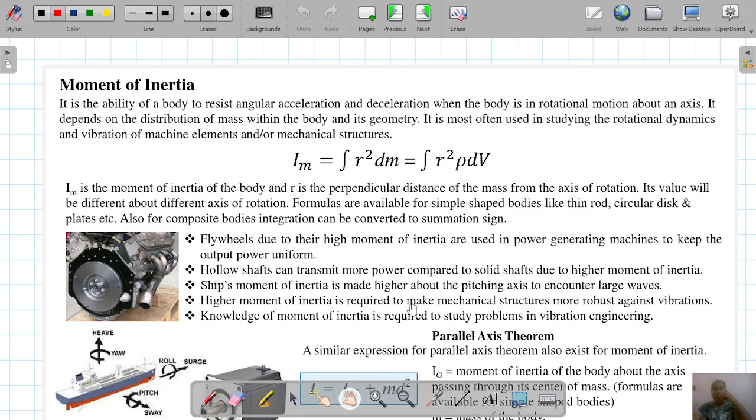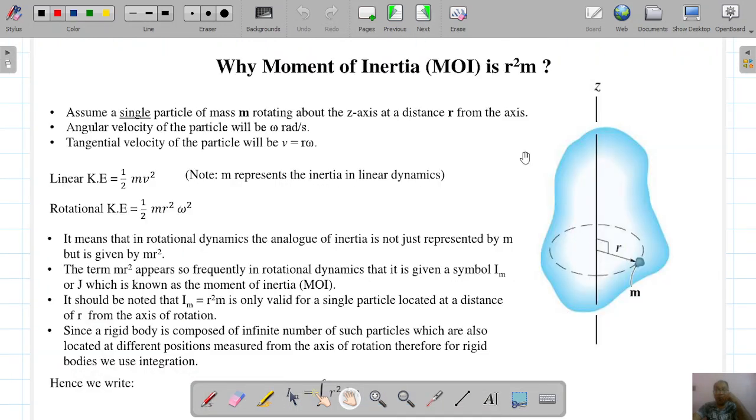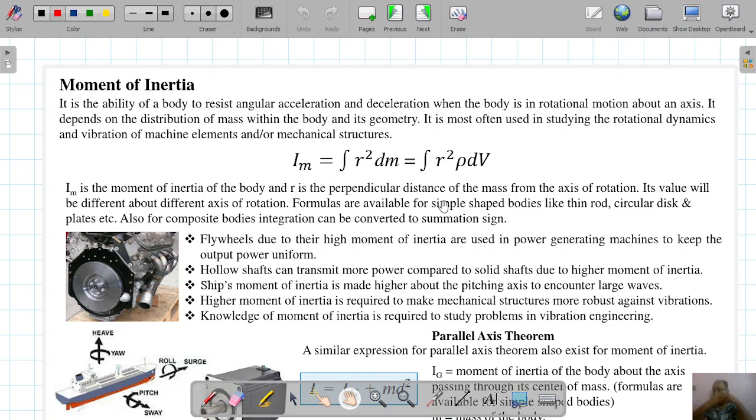Its value will be different about different axes of rotation. What does that mean? If it is about z, it will be different. If it is about y, it will be different. If it is about x, it will be different. So it depends upon the axis.